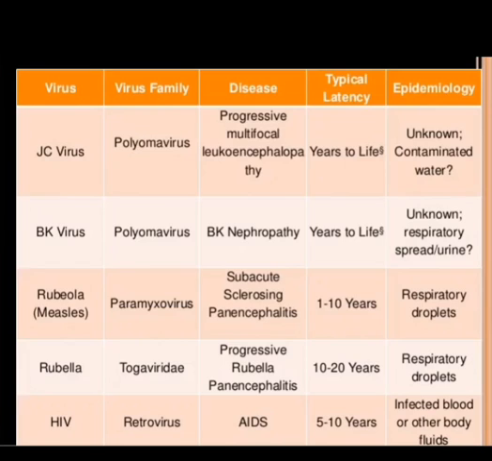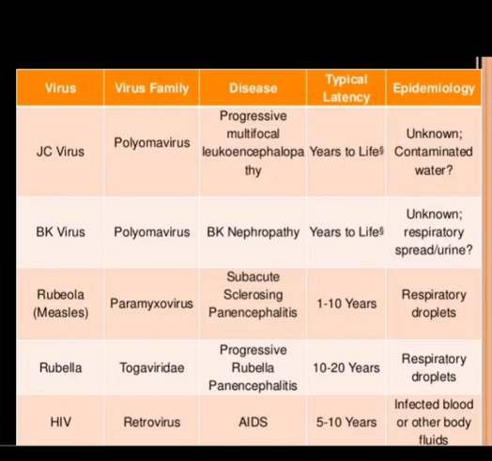The next one is the BK virus. It comes under the polyomavirus family. It causes BK nephropathy. The latency is also years to lifetime, and the exact epidemiology is unknown. It may be spread by the respiratory route or through urine.